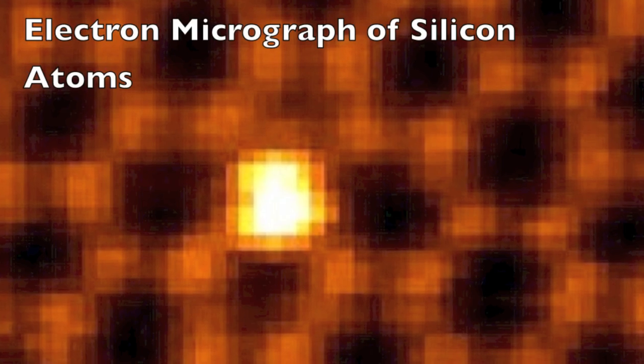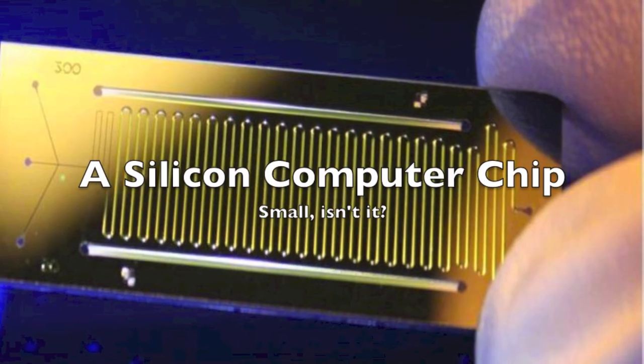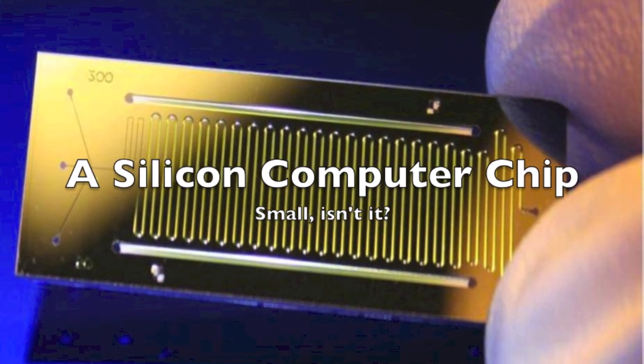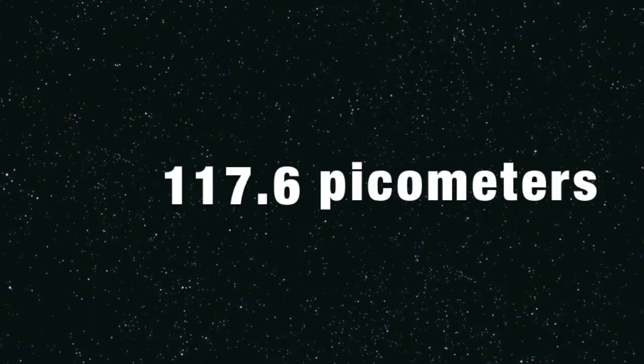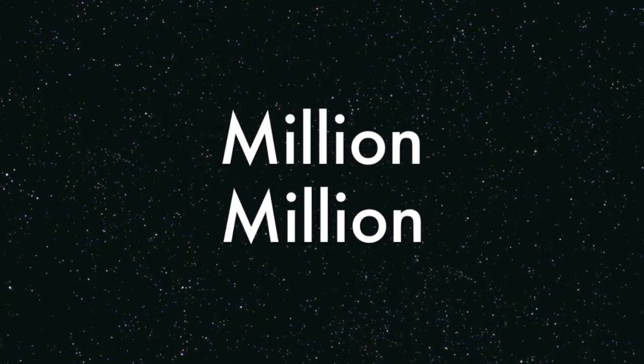To answer that question, we need to look past the microscopic world into the nano world. What you see is a picture of the smallest particle you could call silicon. While this grainy image looks like nothing in particular, it is remarkable, since that lump you see is 117.6 picometers wide. To give you an idea of how small that is, you could fit over 1,000,000,000 of these atoms on the head of a pin.